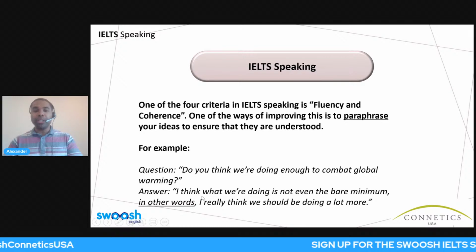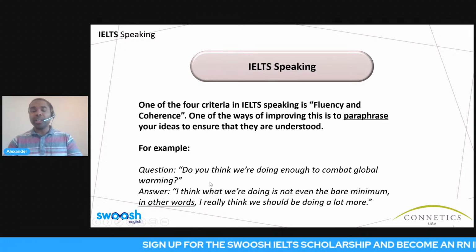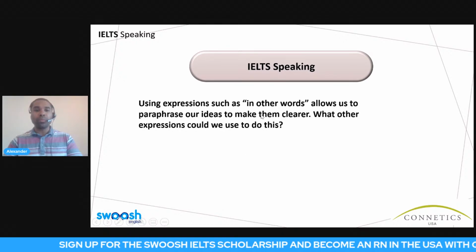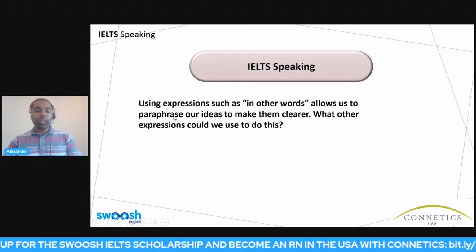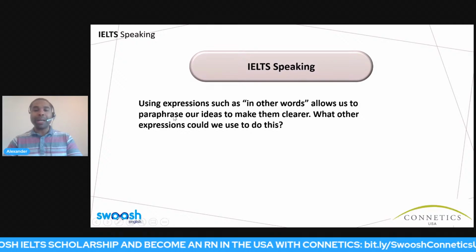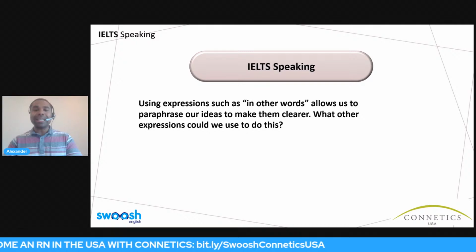Initially, we said it's not the bare minimum, and then we paraphrase that to answer the question directly to say that we're not doing enough and we should do more. So in other words is one way in which we can paraphrase our ideas. It's an expression we can use before clarifying our ideas.